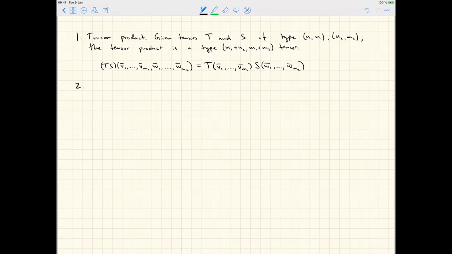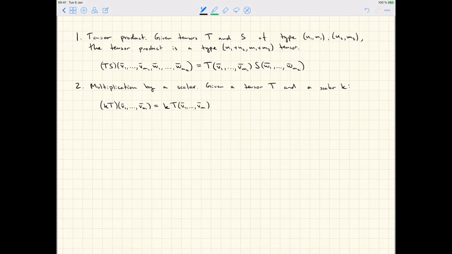The second operation is multiplication by a scalar. Given a tensor t and a scalar k, we define this as the tensor acting on vectors v1 through vm as just being the scalar k multiplied by the tensor t acting on the vectors v1 through vm. Again, similar definitions apply for (n, m) tensors.